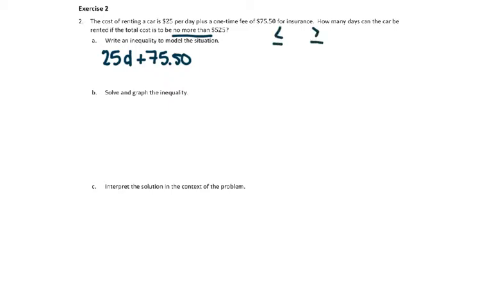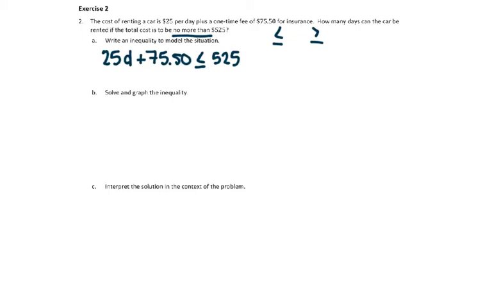greater than or equal to. And since it says no more than, it can't be greater than 525. So it can be less than or equal to 525. So it asks us to write an inequality to model this situation. So there is our inequality modeling our situation.